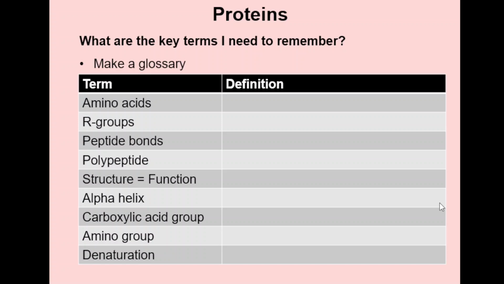Same as before, it helps to make a glossary of this stuff. So again, I've listed some of the key terms that I feel would help you to remember this topic. So provide a one or two sentence definition for each one. So amino acids, R groups, peptide bonds, polypeptide, structure equals function, alpha helix, carboxylic acid group, amino group, and denaturation. Okay, so provide a short one or two sentence definition for each of those.